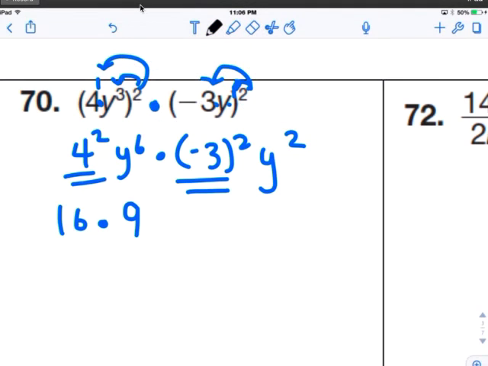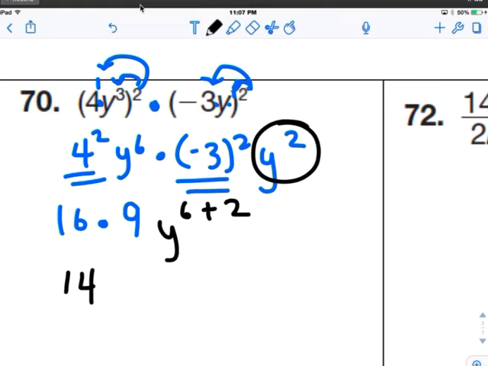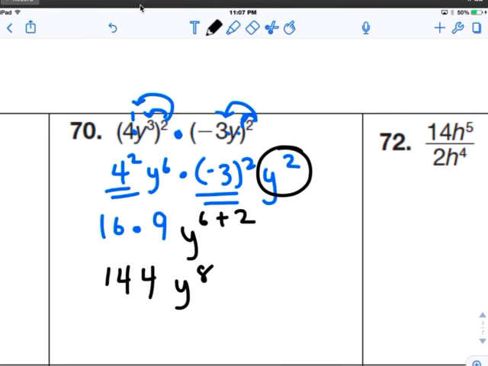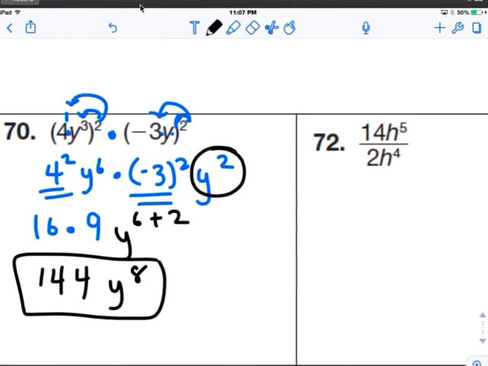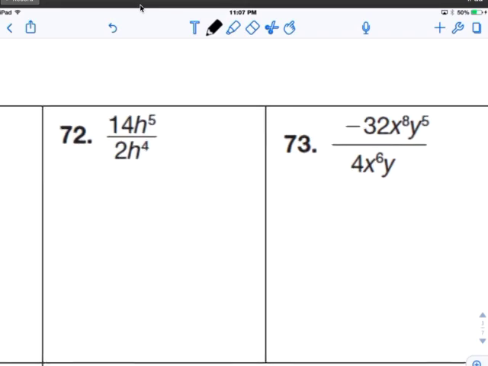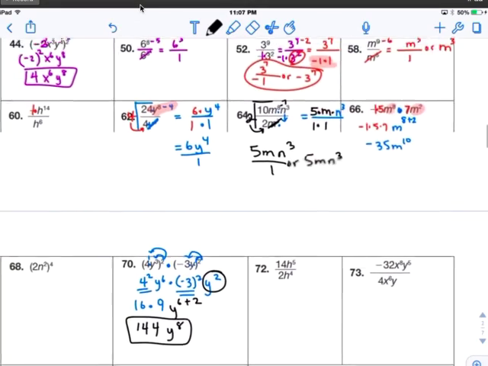And this is y to the 6 plus this 2 there. And that you multiply 16 times 9, 144. Y to the 8. Okay, you know this one's the same as your other one. Let's try it.